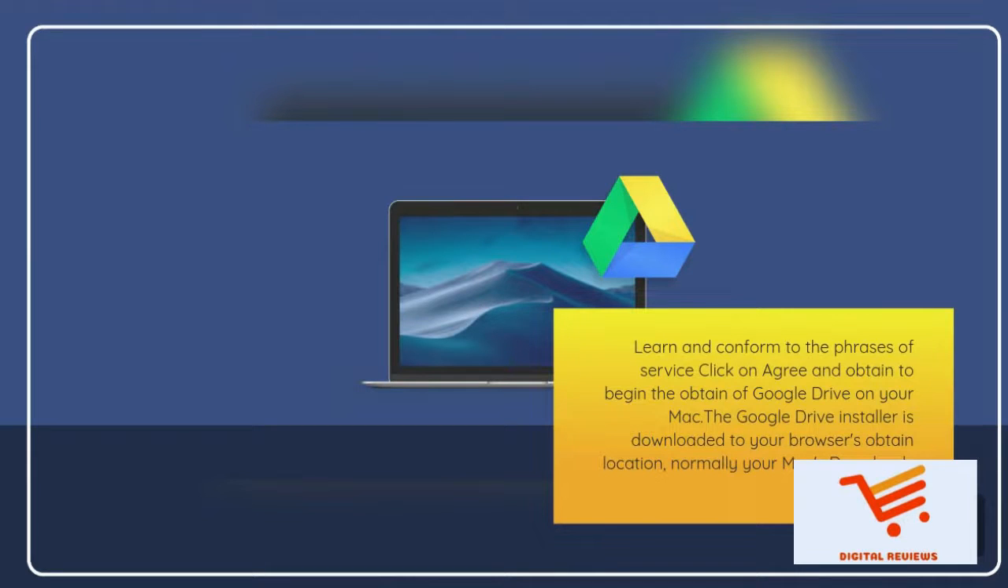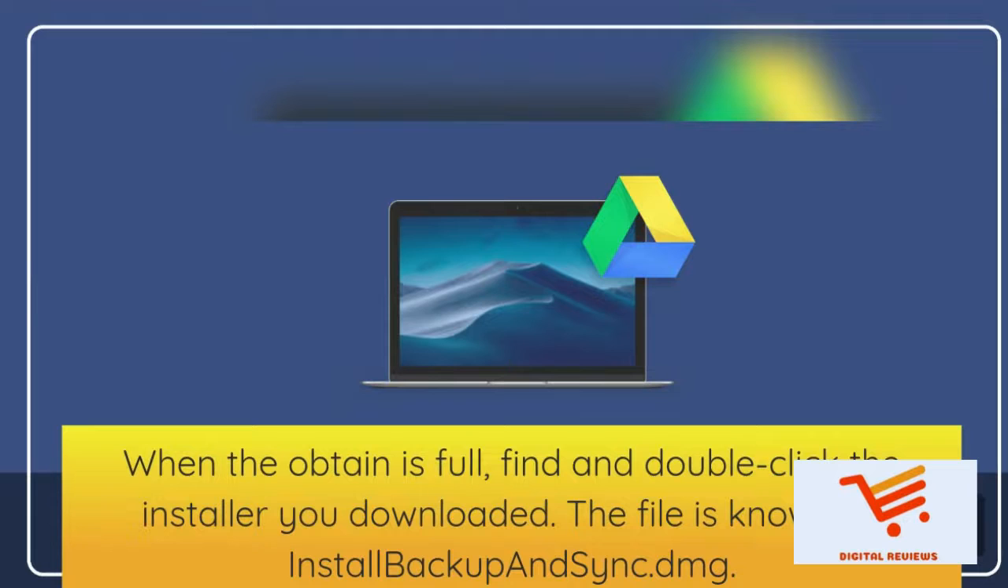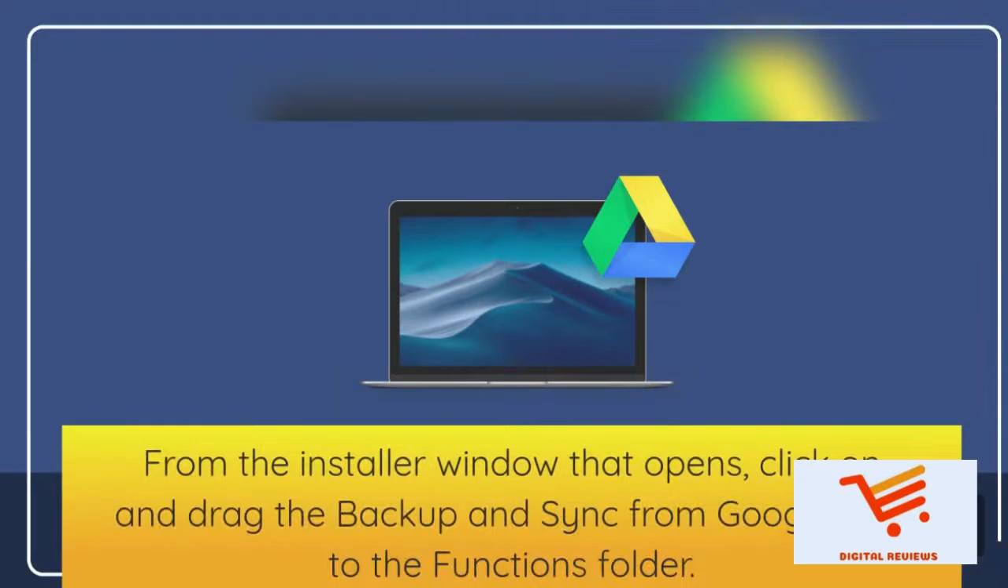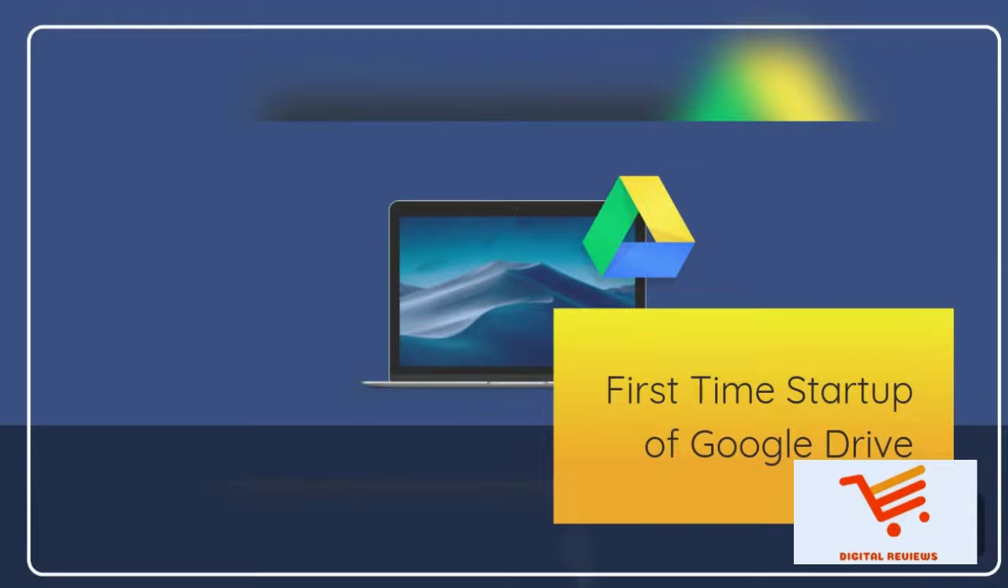The Google Drive installer is downloaded to your browser's Download location, normally your Mac's Downloads folder. When the download is complete, find and double-click the installer you downloaded. The file is called Install Backup and Sync.dmg. From the installer window that opens, click and drag the Backup and Sync from Google icon to the Applications folder.